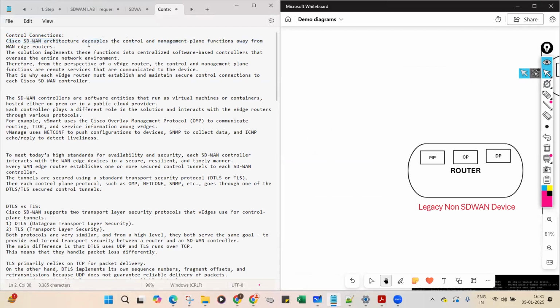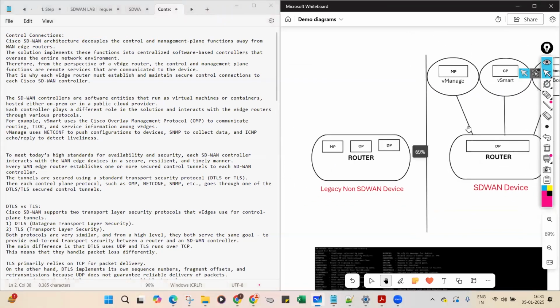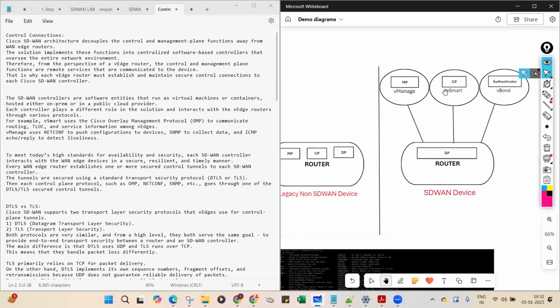Cisco SD-WAN architecture decouples the control and management plane functions away from the WAN edge router. As we discussed, it moves the management plane and the control plane away from the router. The solution implements these functions into centralized software-based controllers, which are vManage and vSmart, to oversee the entire network environment.